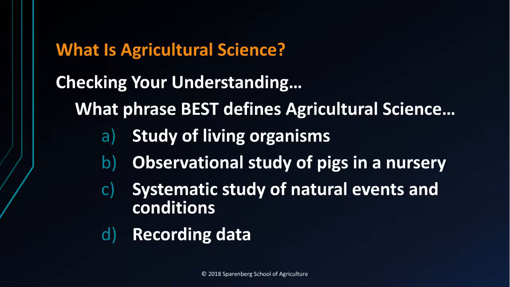Multiple choice. What phrase best defines agricultural science? A. Study of living organisms. B. Observational study of pigs in a nursery. C. Systematic study of natural events and conditions. Or D. Recording data. The correct answer is C. Agricultural science is the systematic study of natural events and conditions related to agriculture.